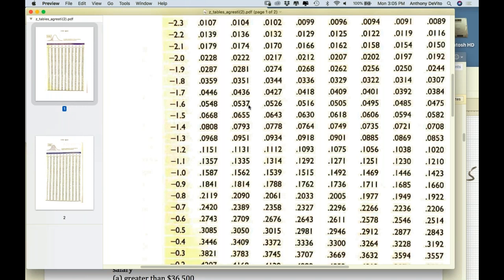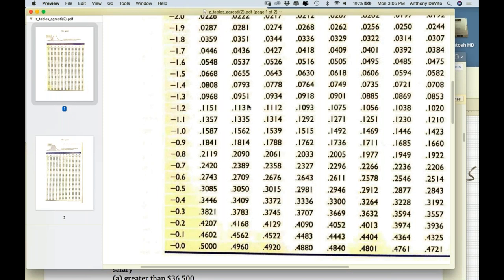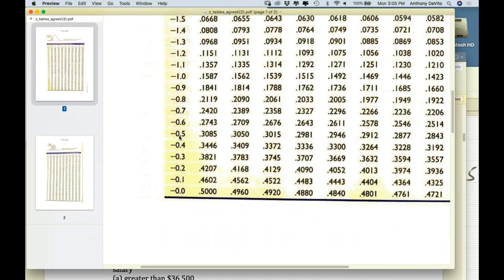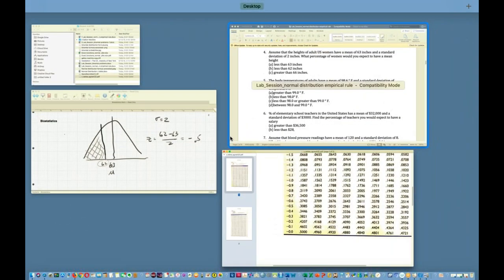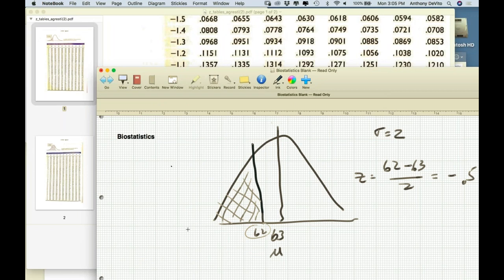Now, didn't we just have a problem? What was our z-score on the problem we just were talking about? It was negative 0.5, right? Let's go to negative 0.5. The area to the left of that is 0.3085. So this area is equal to 0.3085, or a little less than 31%. That's how we use that table.